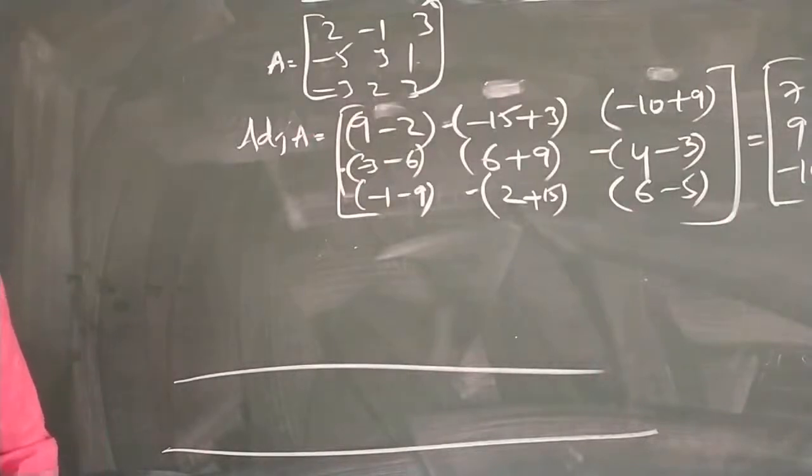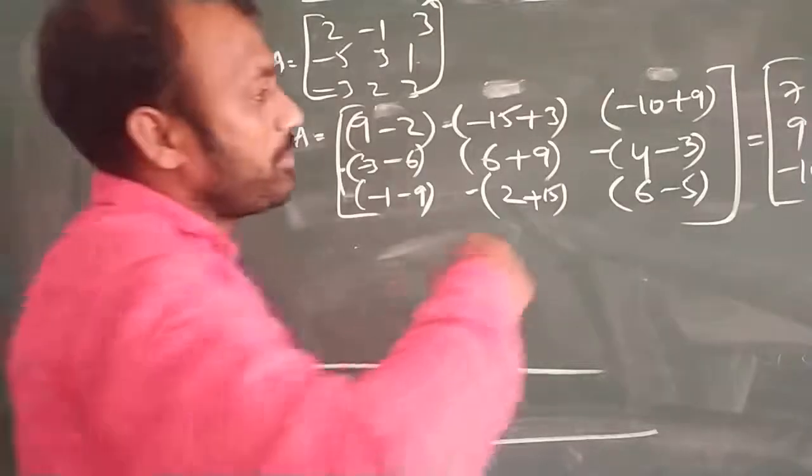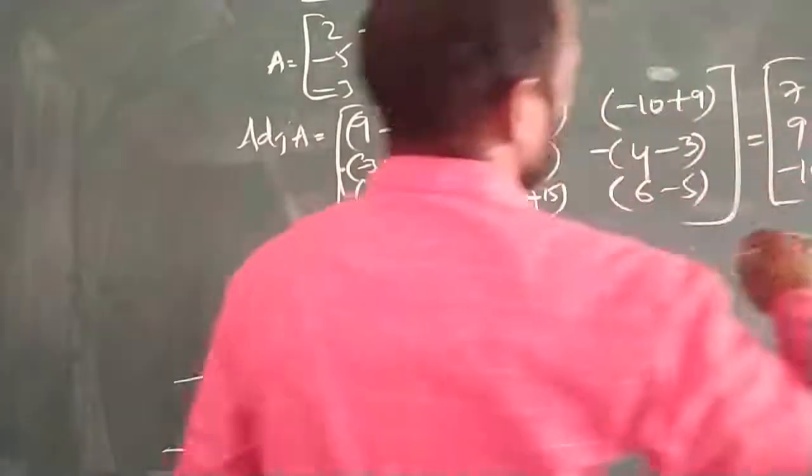Now, after getting the adjoint matrix, we have to take the transpose of this adjoint matrix.